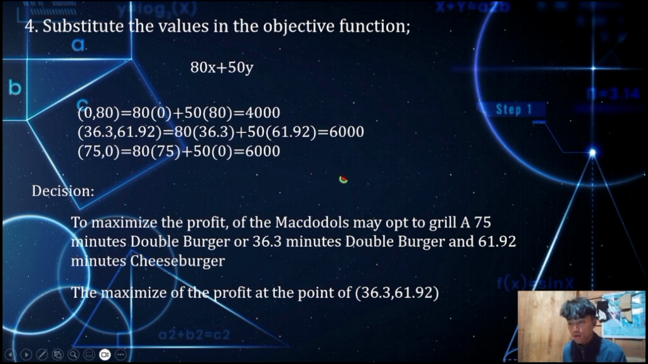To maximize the profit of McDonald's, may opt to grill 36.3 minutes double burger and 61.92 minutes in cheeseburger. To maximize the profit at the point of 36.3 and 61.92.